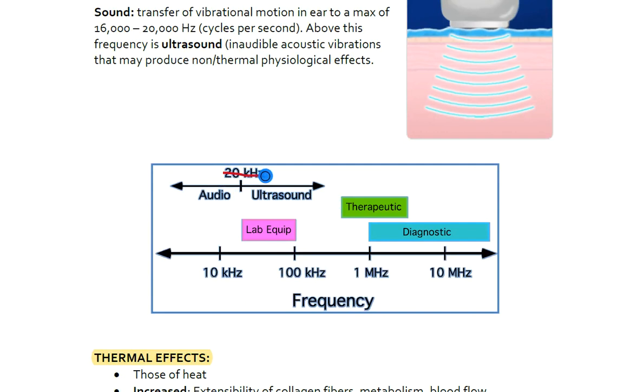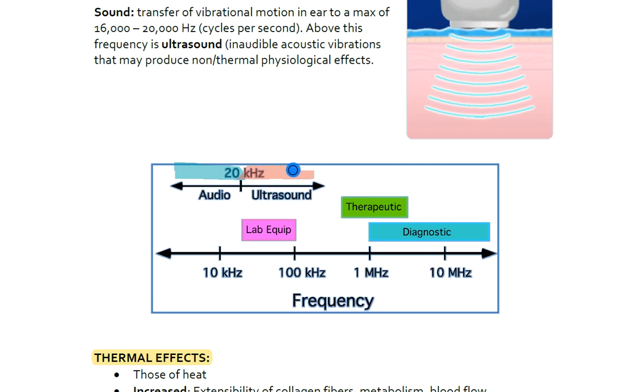So generally speaking, we tend to hear things within this 10 to 20 kilohertz range. So if you see kilohertz, kilo is 1,000. So we're talking 20 kilohertz would be 20,000 waveforms or cycles per second. And then if you look at something over 20,000, that's considered ultrasound.